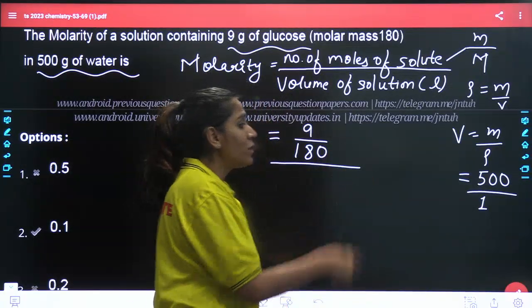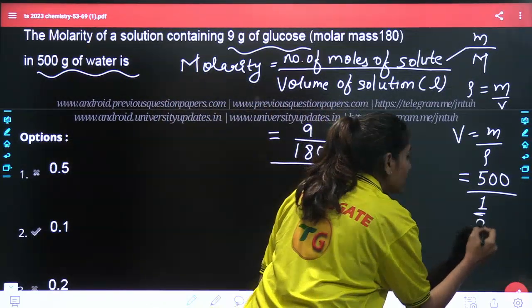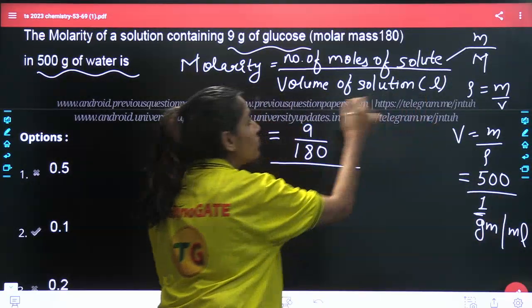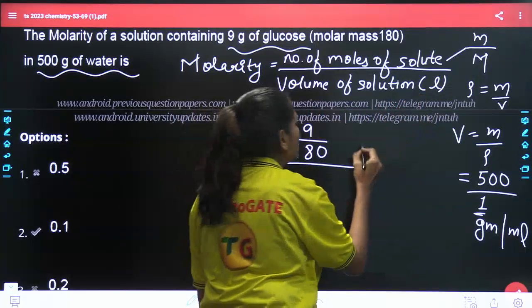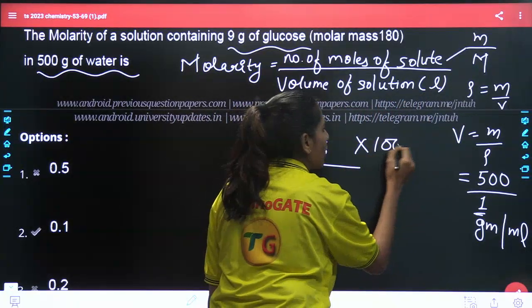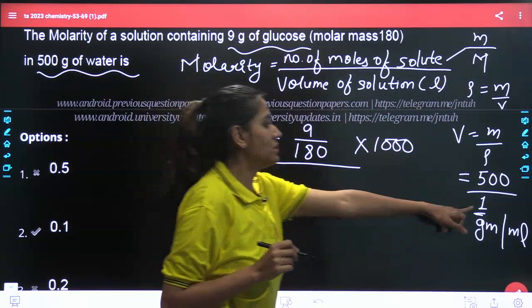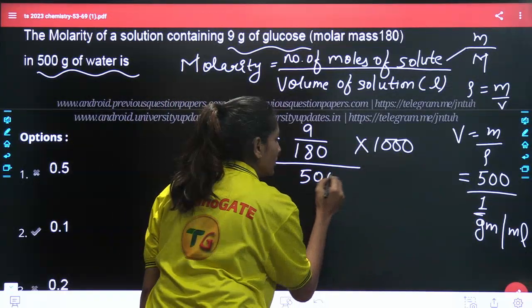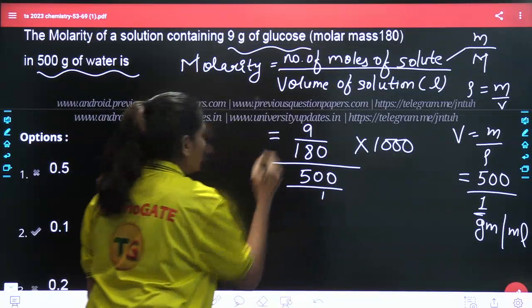Okay, as we are putting this value in gram and per ml, here we will need to make a conversion. What would we do? Here multiply by 1000, as we are taking this value in ml. Now we will put our value over here, 500 upon 1. Now we will solve it.